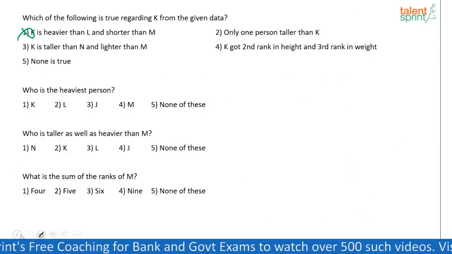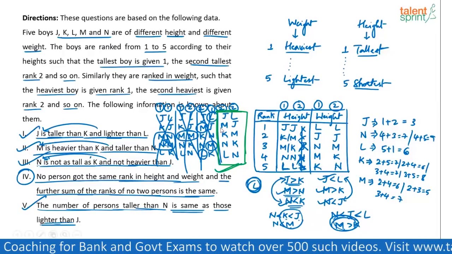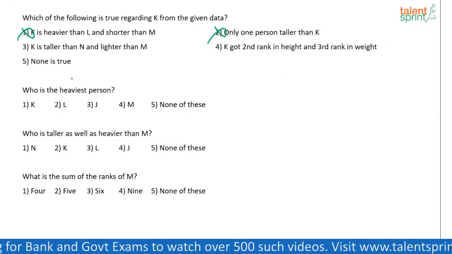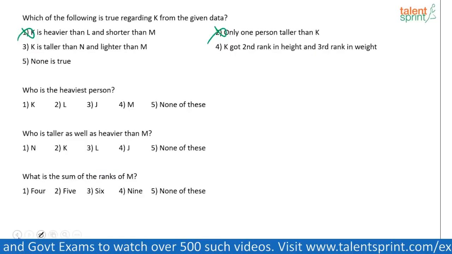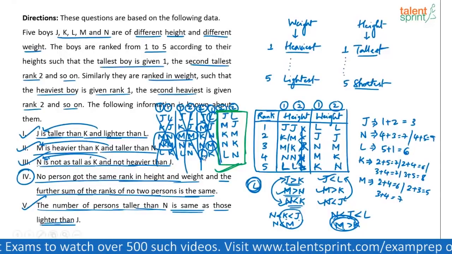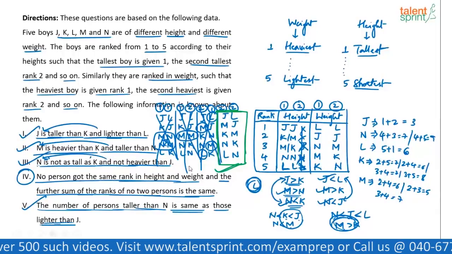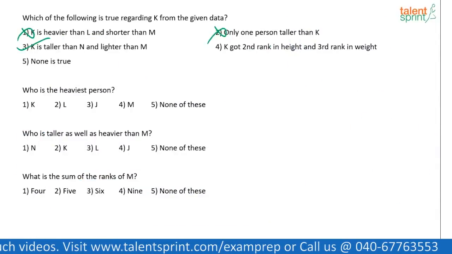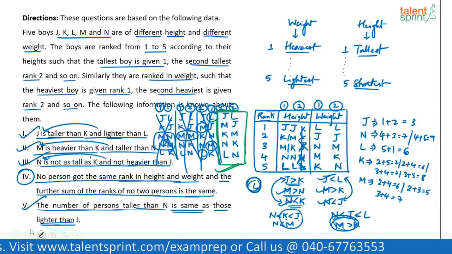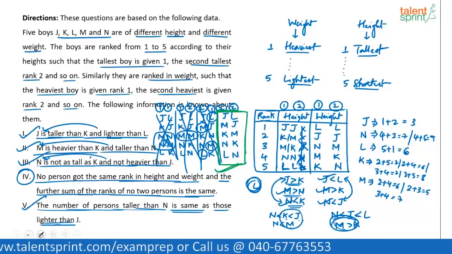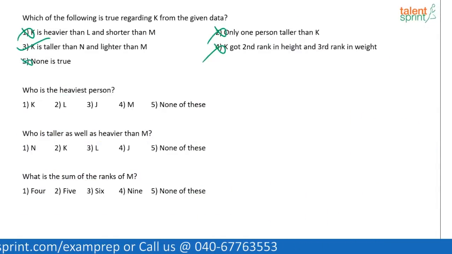Only one person is taller than K. Is only one person taller than K? No, there are two persons who are taller than K. So this also is wrong. K is taller than N. Is K taller than N? Yes. And K is lighter than M. Is K lighter than M? Yes. I think option 3 is the answer. K got second rank in height? No, K got third rank in height. So anyway, the fourth also is wrong. Option 3 is the answer.